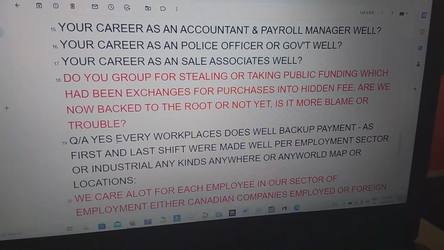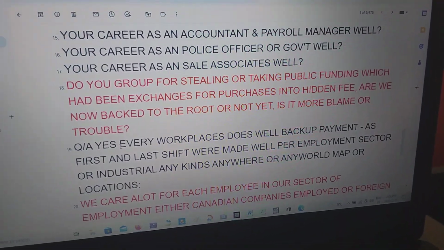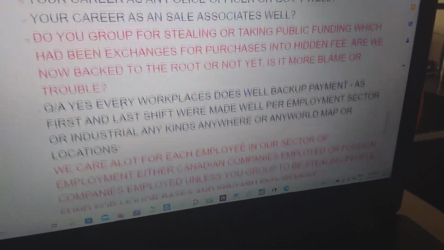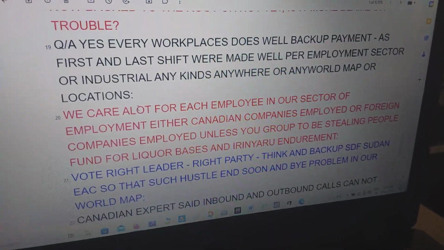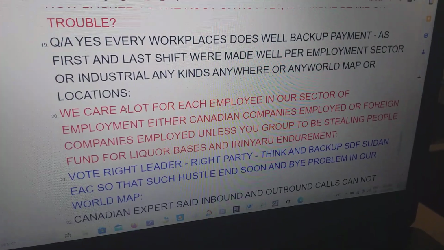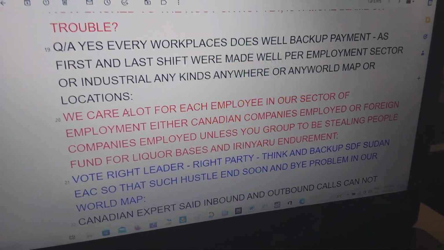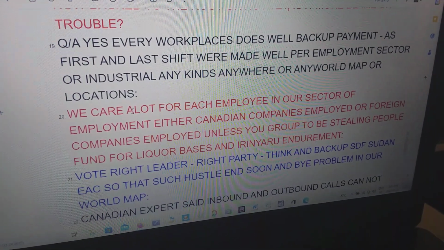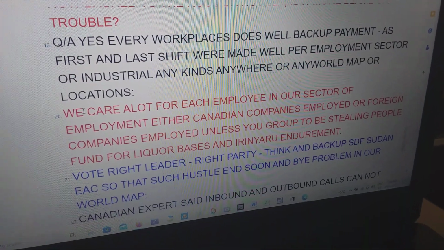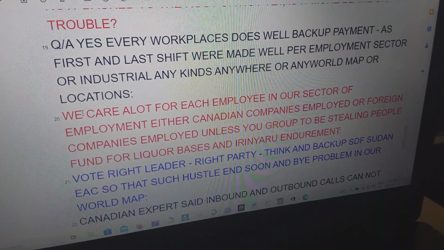We are now back to the root or not yet? Is it more blames or troubles? These are all wondering questions because we are answering questions and answers, QA. Yes, every workplace does well backup payment as the first and last shift were made, per employment sector or industry, anywhere in the world map or locations. They get paid.